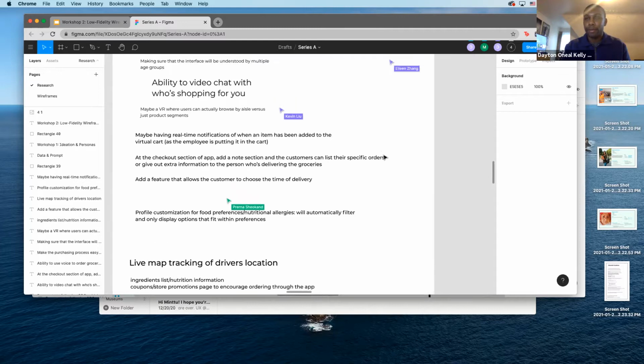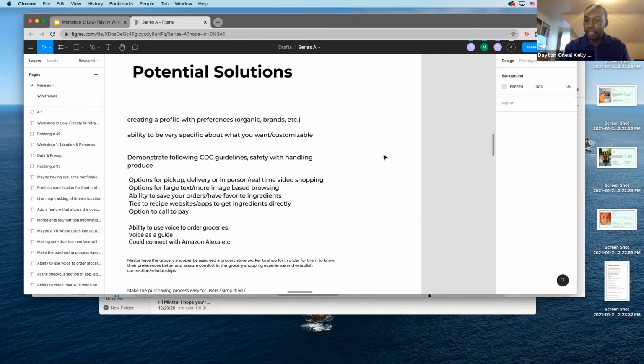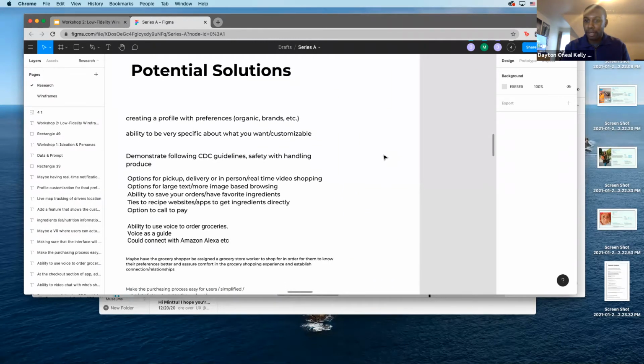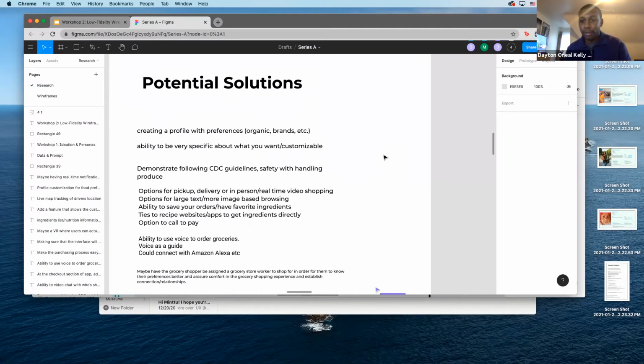I'm going to give everyone 10 to 15 minutes, depending on where everyone's at. After 10 minutes, we'll show our ideas or sketches, and then we'll give critique. You guys can choose which route you want to go.